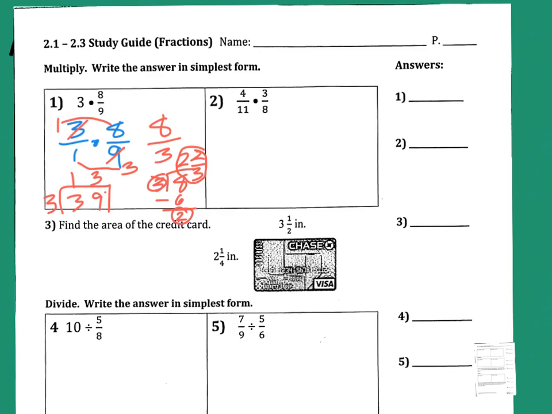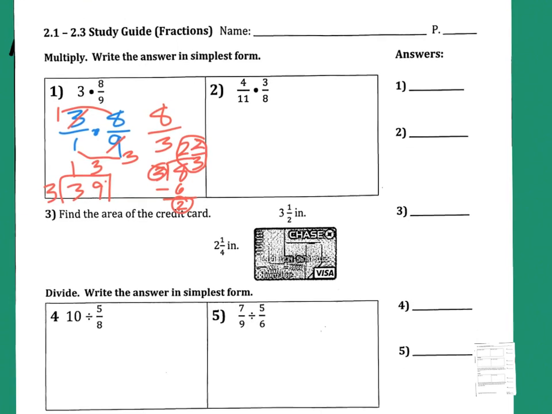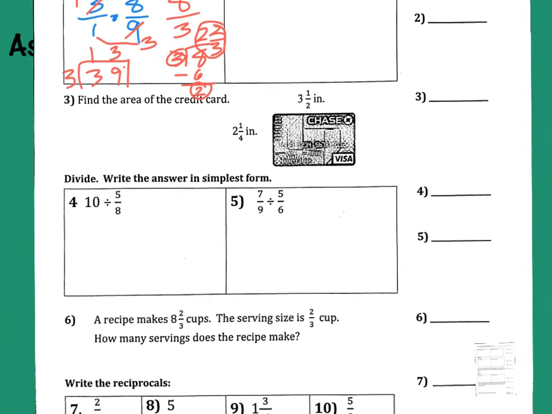All right, I would like you to try number 2 on your own. So make sure that you do that one on your own. Also, number 3, it's saying find the area. I'm going to set this one up for you, but I'm not going to solve it. It's 2 1/4 times 3 1/2. So hopefully that helps you out. Again, remember, you do need to change these into improper fractions before you try to do your multiplication. All right, let's move on to number 5.